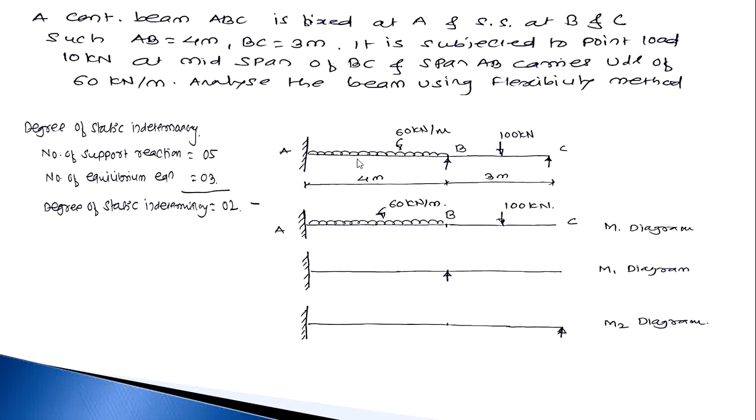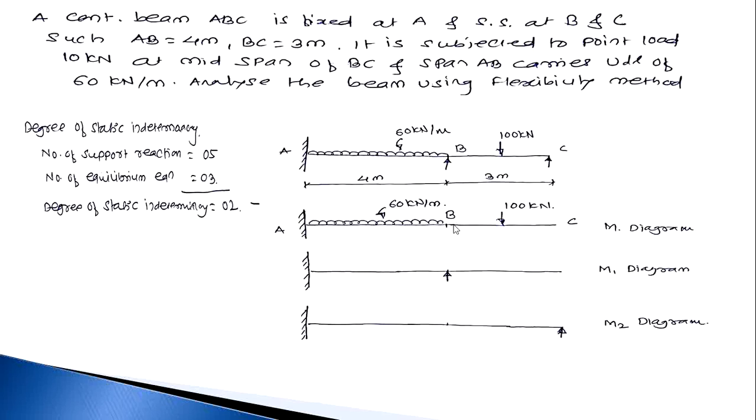So for solving this structure, first we make it a determinate structure. How do we make it determinate? We remove the support B and support C. So it becomes a cantilever beam subjected to UDL and point load. So this is now a determinate structure, due to removing support B and support C. Then next, this diagram is called the M diagram.